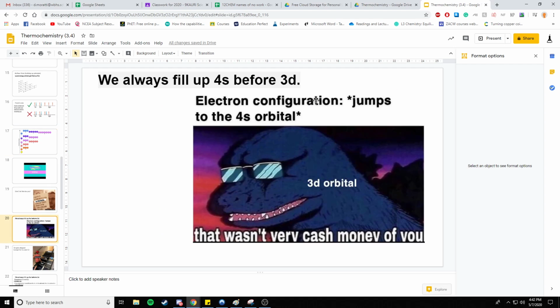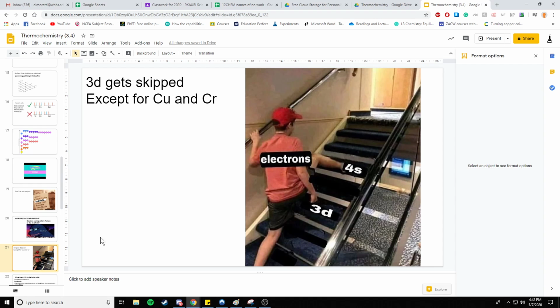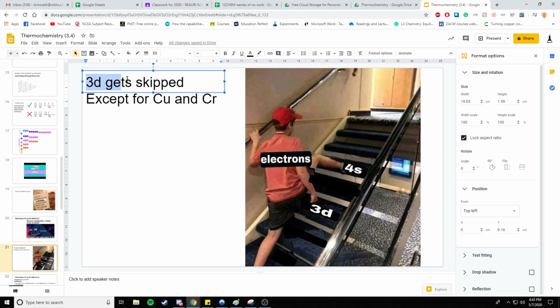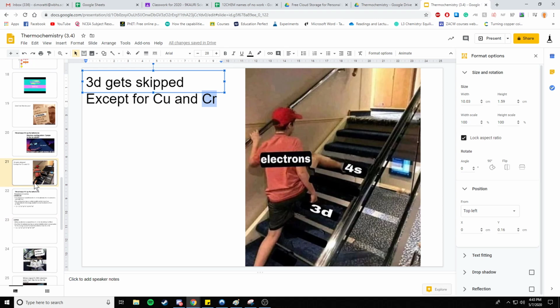So, electron configuration jumps to the 4s orbital. There's lots of memes made about this because it doesn't really make sense, but 3d gets skipped, except for 2 elements, and we'll have a look at why those 2 elements get skipped. So if you could note this down, 3d gets skipped, except for copper and chromium. Okay, so electrons go to the 4s, and they skip 3d, except for copper and chromium. Okay, and while we're on that subject, just note these down really quickly as well.